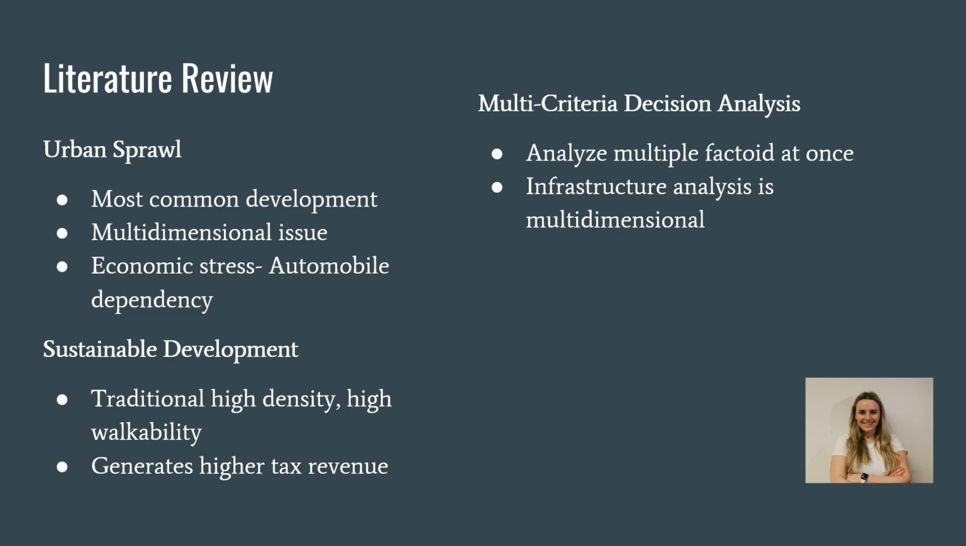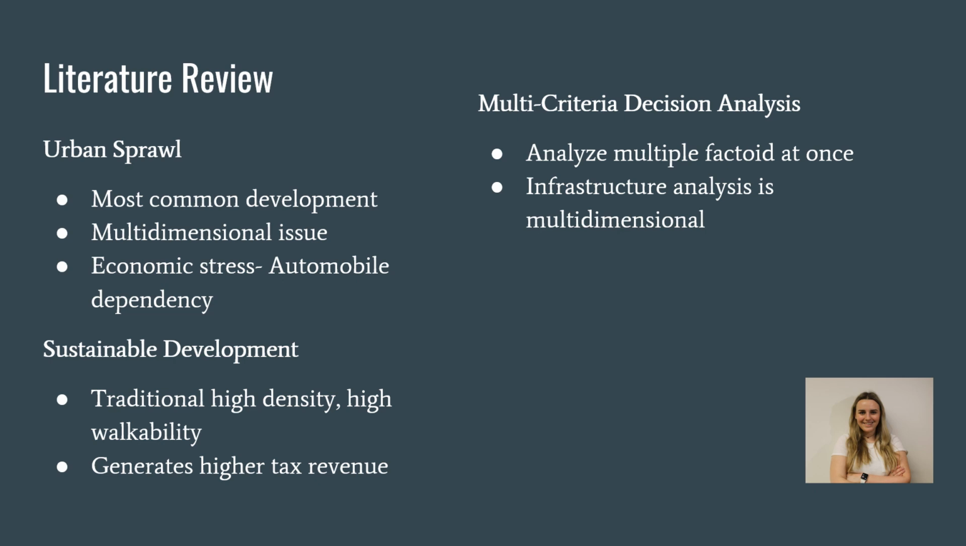So next is the literature review. So based on the literature, we found 3 common themes. These are urban sprawl, sustainable development, and multi-criteria analysis. So looking at urban sprawl, this is the most common development in North America. It is all over North America. Pretty much every city sees some form of urban sprawl. And it is very much a multi-dimensional issue, meaning that there are so many layers to it.